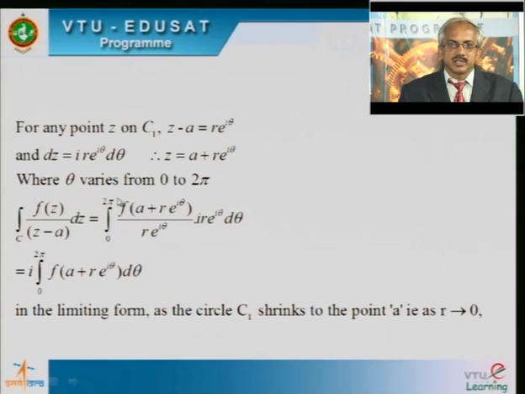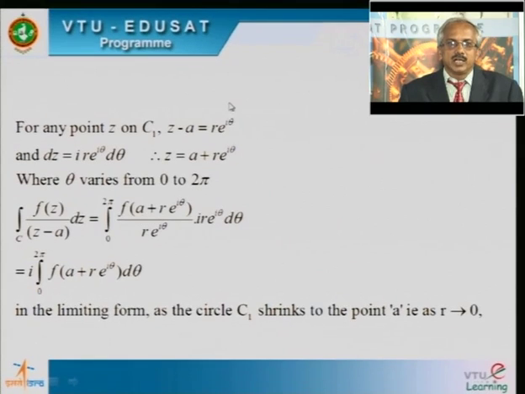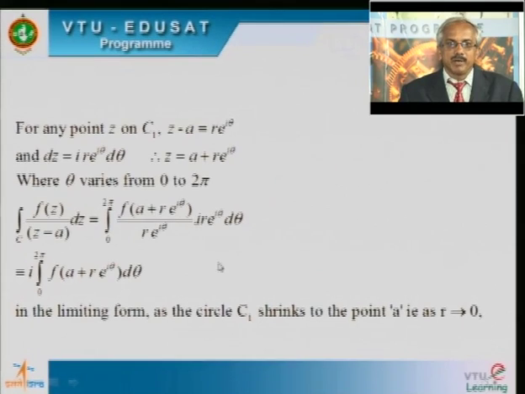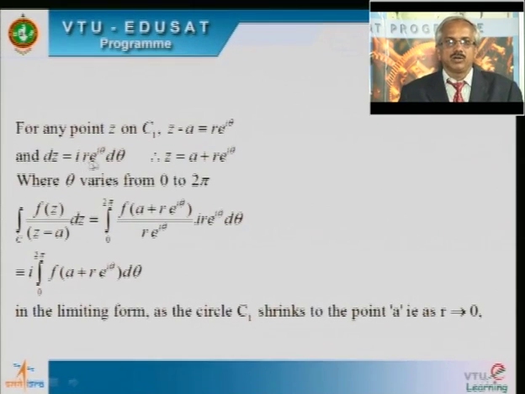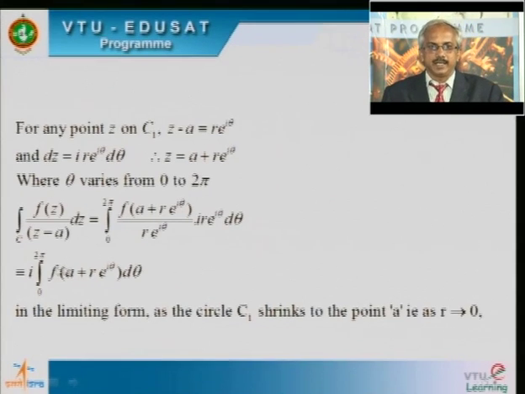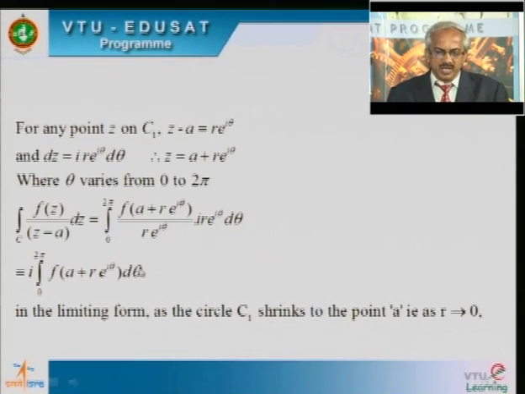So, along the circle we are integrating the function f of z divided by z minus A. Therefore, you replace z with A plus R e power i theta, replace z minus A with R into e power i theta, and dz with i into R into e power i theta into d theta. Then in the integration, theta varies from 0 to 2 pi.